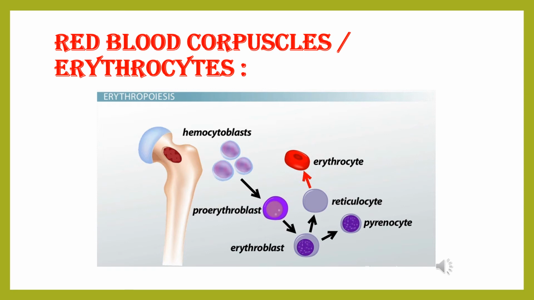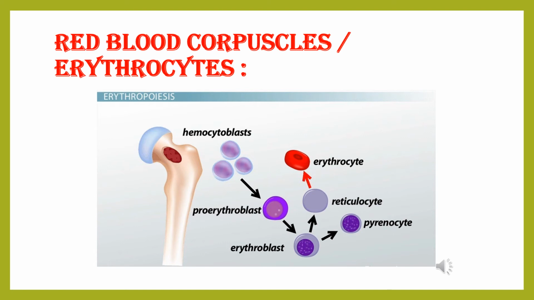hemocytoblasts. That hemocytoblast undergoes division and differentiation into the proerythroblast, which shows the presence of mitochondria, the nucleus, some organelles, etc. Then that proerythroblast in the bone marrow cavity gets divided and differentiated into erythroblast. Then that erythroblast ejects its nucleus and gets converted into reticulocyte.